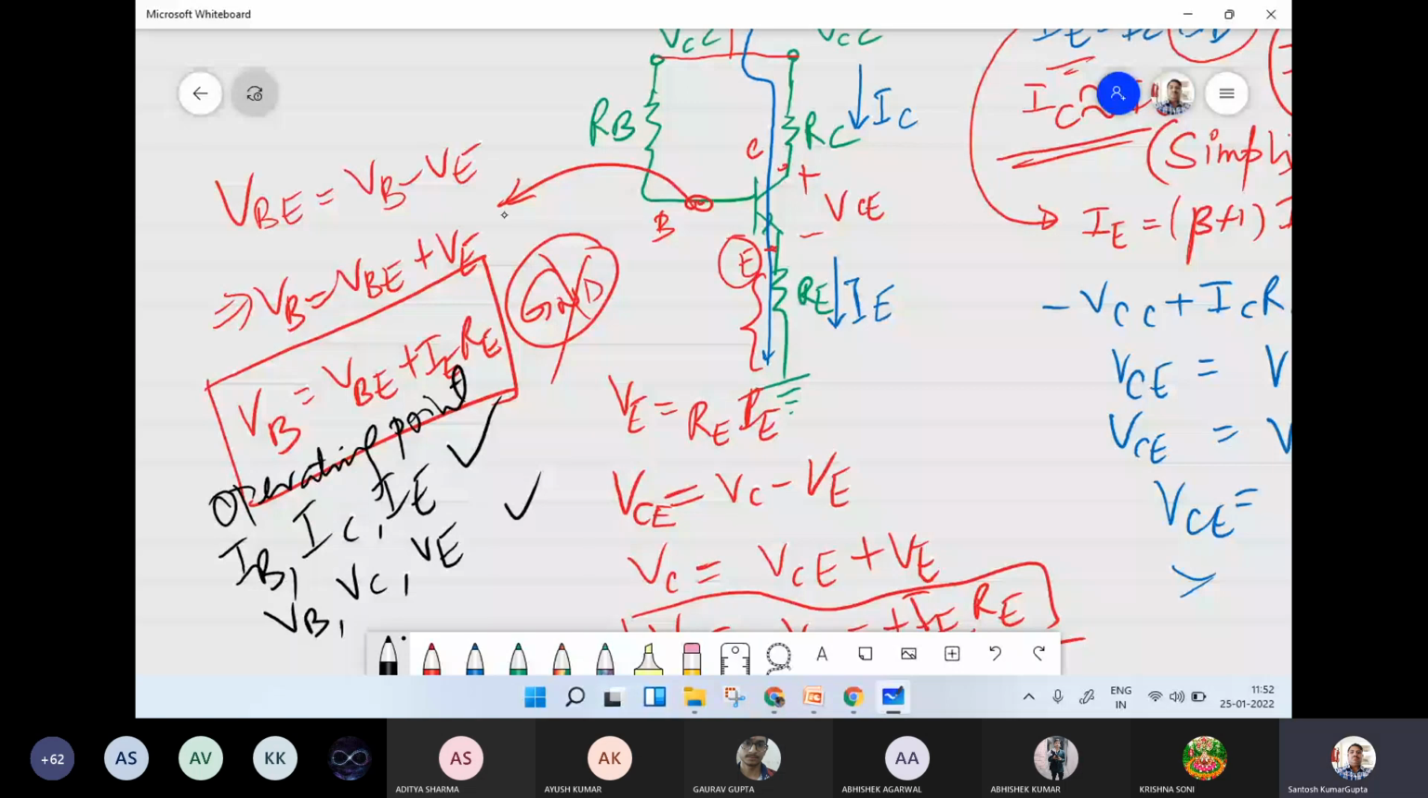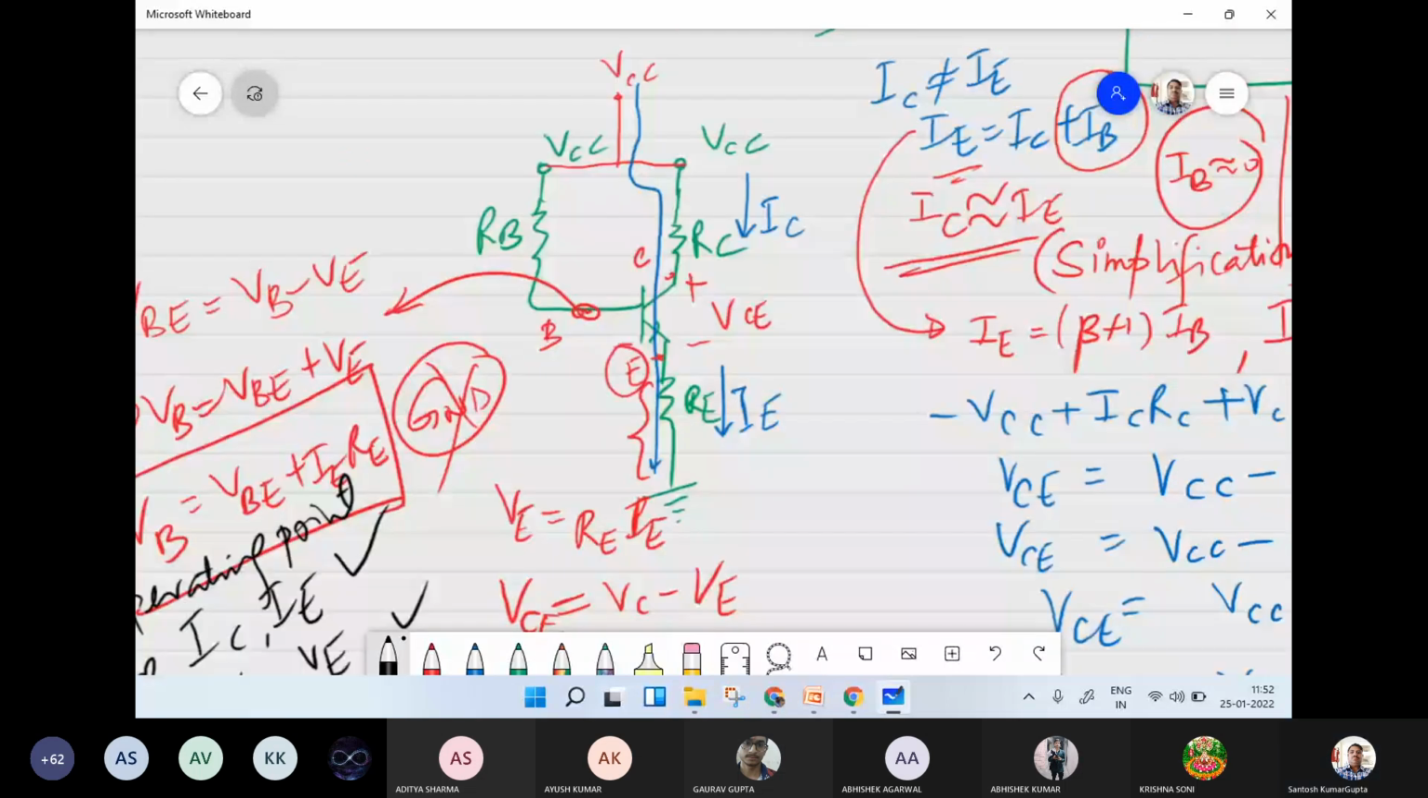Anyone having any query here? Any difficulty in understanding these? We are just looking at how we analyze a given transistor circuitry.